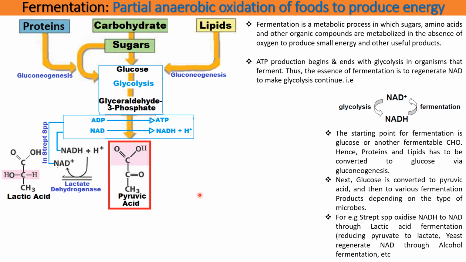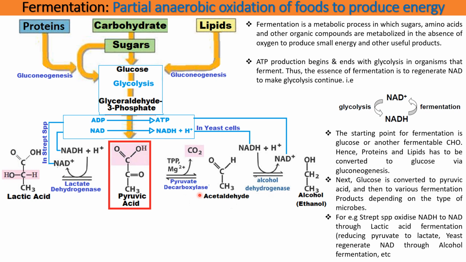In the case of other organisms like yeast, yeast regenerates their NAD through the alcohol fermentation pathway. In yeast, the pyruvate is first decarboxylated by pyruvate decarboxylase to produce carbon dioxide and acetaldehyde, which is reduced using the NADH to ethyl alcohol, or ethanol. In the process, the NAD is regenerated, which can go back to normal glycolysis.